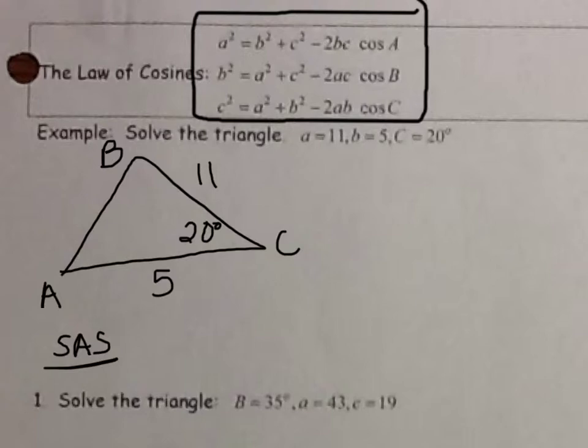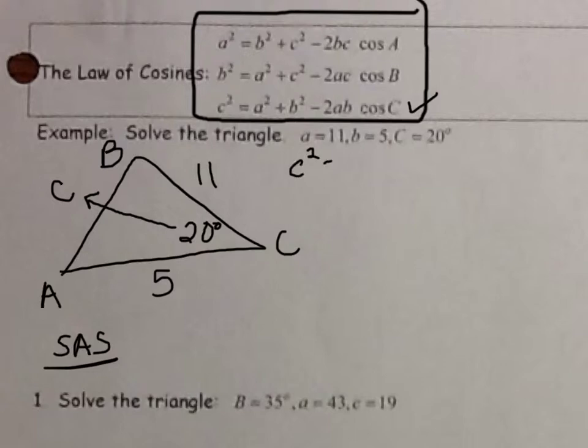If you were to try law of sines, it would look something like this. Sine 20 over C equals sine A over 11. You'd get two variables in that equation, so you can't actually solve it. And if that's the case, then we're going to go to law of cosines. So if I look at my list of formulas up here, I'm going to, for this example, use this last formula because I have angle C, and I'm going to start trying to solve for side C.